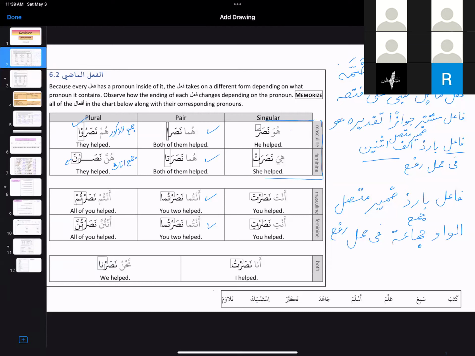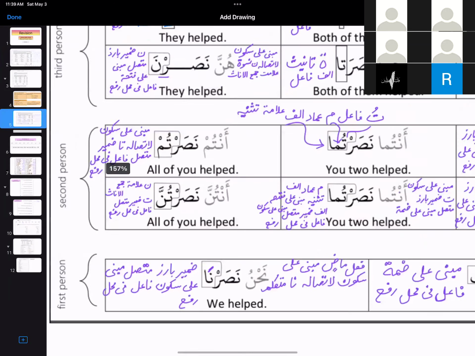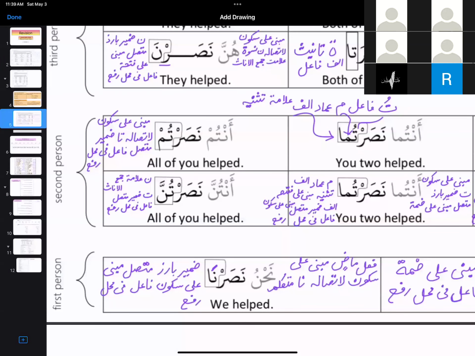Sister Sada asks: this Nasartunna, is it the noon or the ta which is actually the file? Okay, Nasartunna. Basically this ta is the damir, that is the file, right? And this noon is the same as in hunna, right? That is showing that it's feminine. It also shows the jama, the plural. The shadda is showing that, yeah.